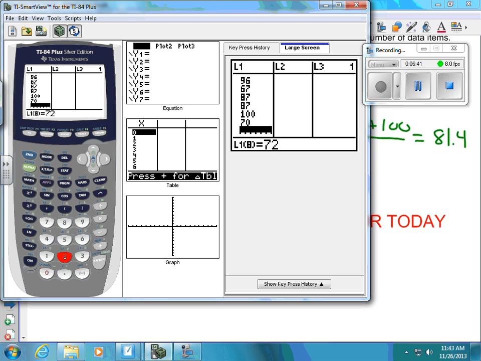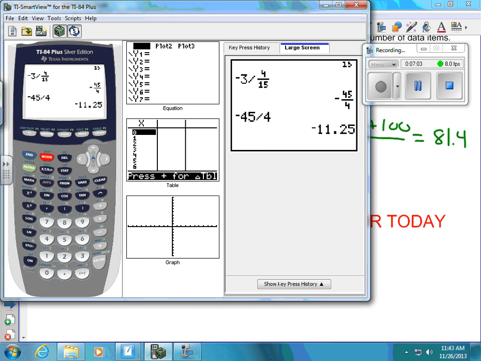So we put our data values in. Notice L1(8), that's the 8th input, is 72. Remember we had 8 inputs overall. If we enter one more time, it's waiting for a 9th input. We don't have a 9th input. But always count and make sure you have the same amount of inputs and that the inputs are the same as you had previously. Okay, so after that we're going to hit 2nd, Quit.